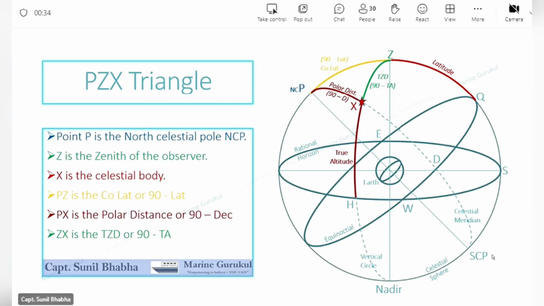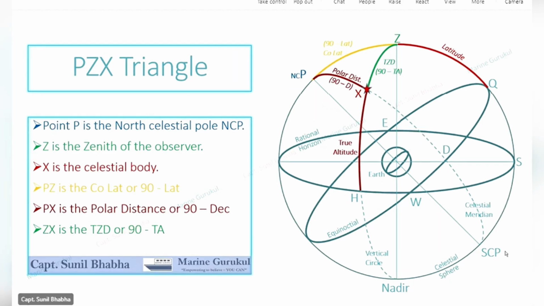Your doubts now, beta? Sir, can you repeat this one more time, sir? This diagram, this polar distance, true altitude and latitude. Just one more time, please, sir. Beta, which part do you have doubt? Same, sir. After this true altitude, we will get the zenith distance, TZD. Then you explained latitude and the polar distance, sir.